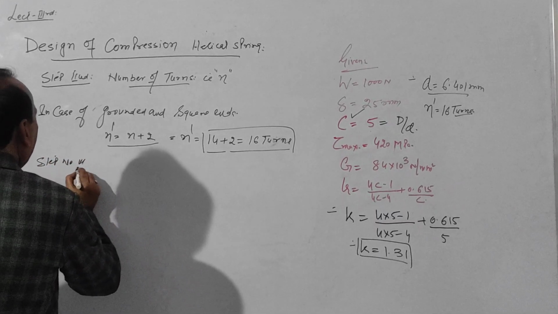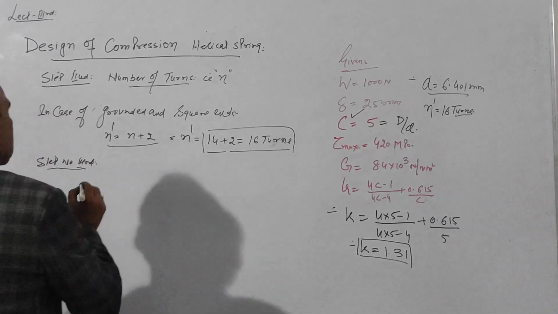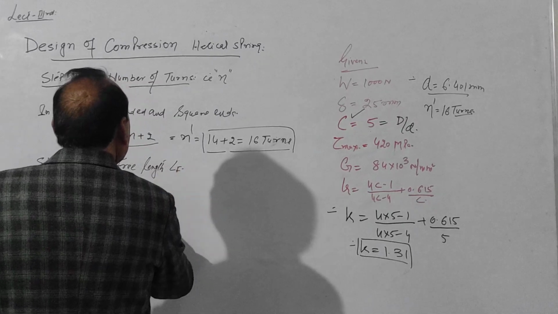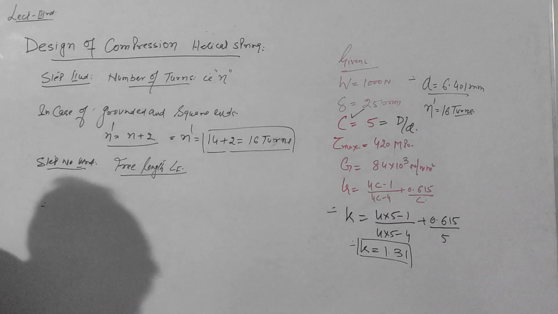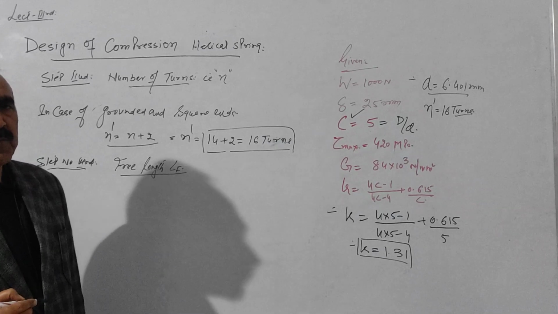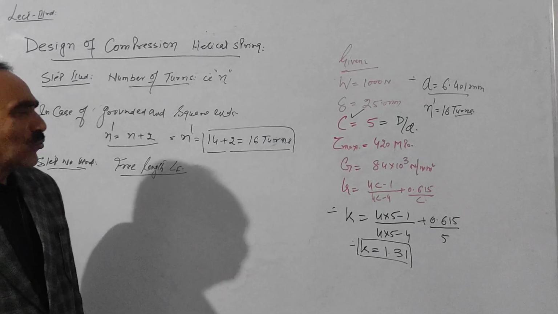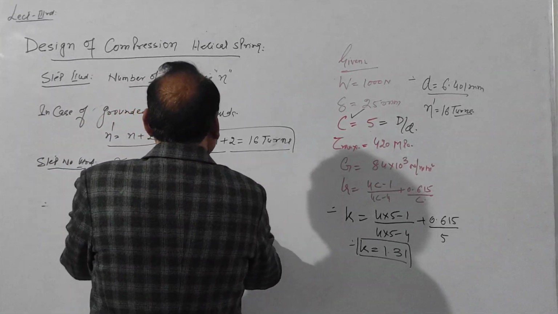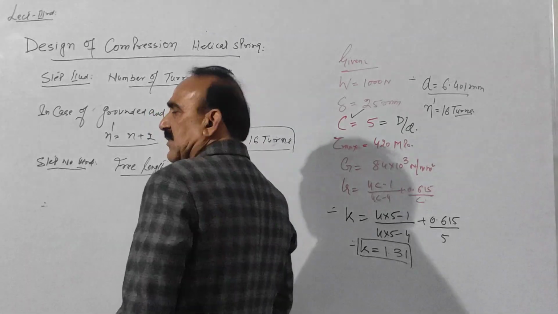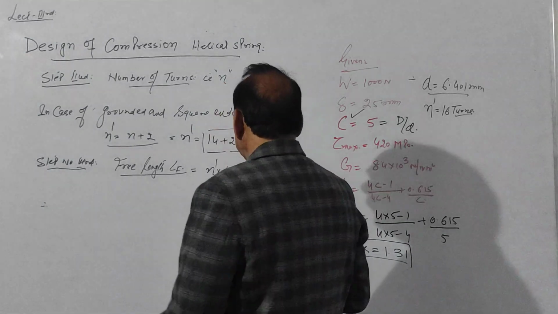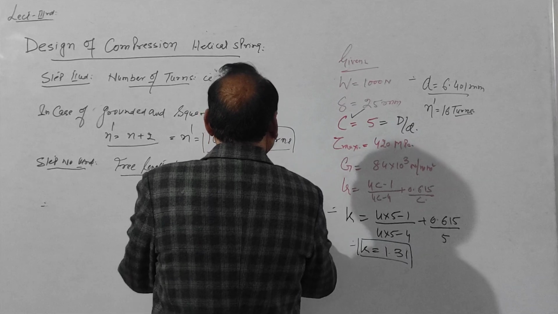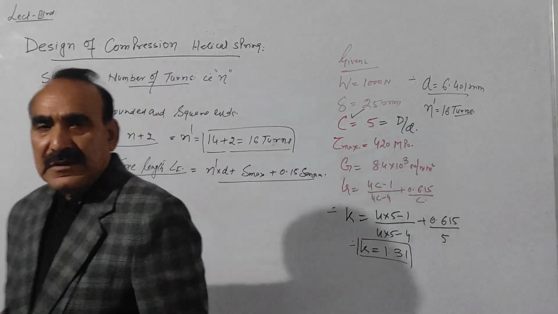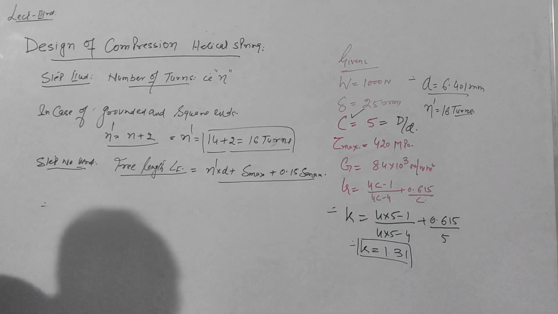Step number three: free length, LF, okay? So what is the formula of free length? I explained this to you two lectures back. Free length is n dash into d plus delta max plus 0.15 delta. Right? So this is your free length. This formula is for your free length. Substitute all the values here and you will get it.